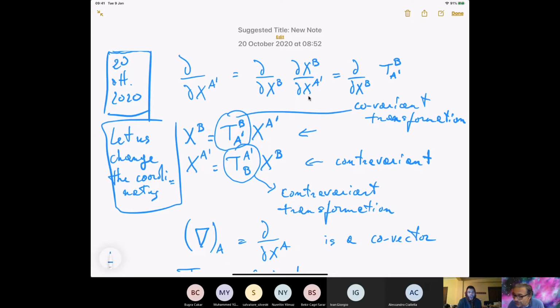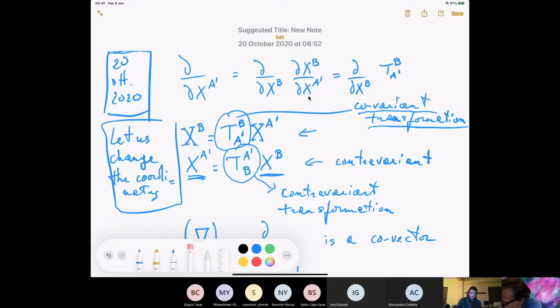Okay, so if we move from the coordinates capital X A prime into the coordinates capital XB, we have the contravariant transformation. And if we move from XB to XA prime, I wrote it wrong. Okay, so let us.